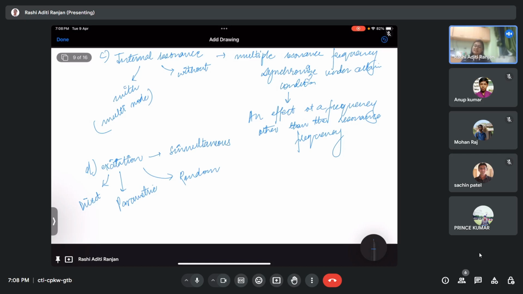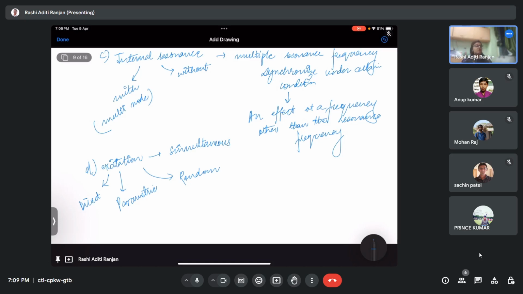Parametric excitation means that any of my system parameters is actually dependent on time. And then comes the random excitation, wherein the excitation is not necessarily a function of sine or cosine. It could be random, like the wind blowing. It is not necessarily a sine or cosine function. Wind can blow randomly, right? And the fourth is your simultaneous. Simultaneous means two kinds of vibration are imposed on the system.